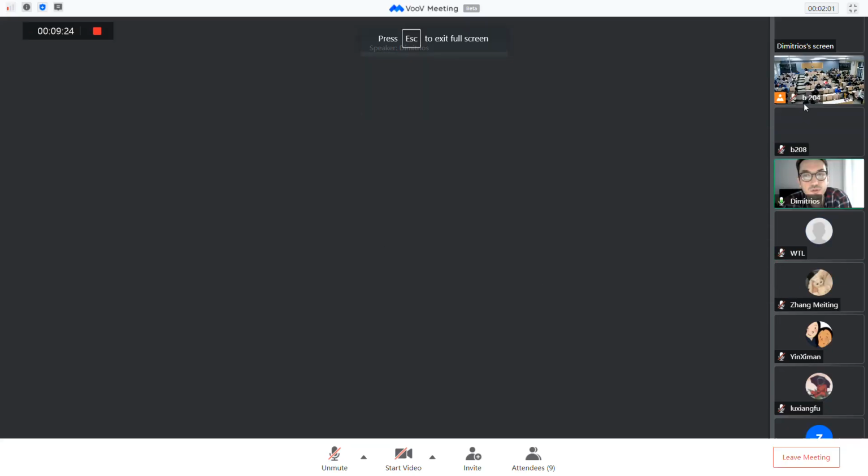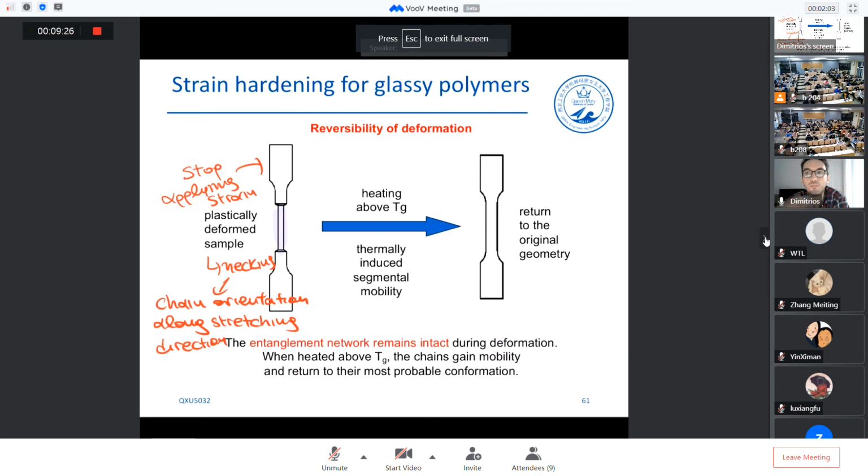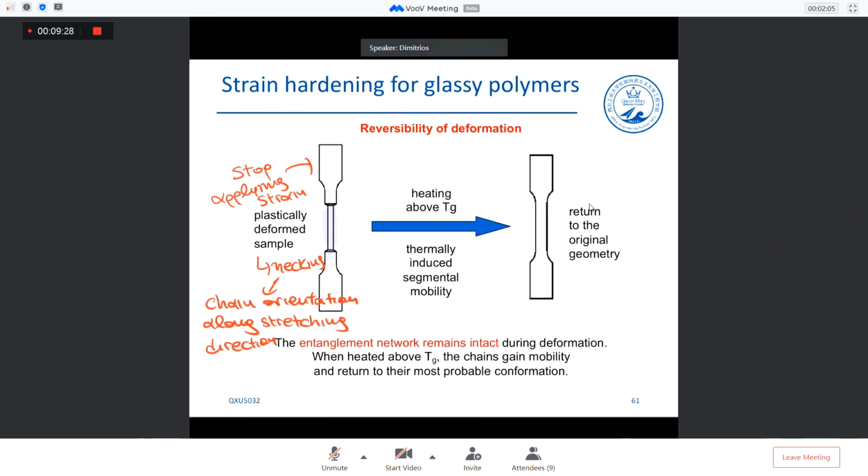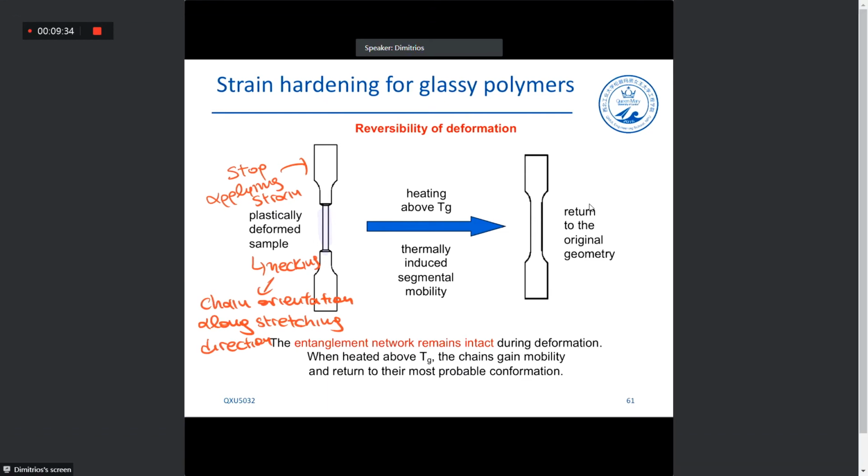What we do is give more thermal energy to the chains, and because we give more thermal energy to the chains, we activate segmental mobility even more. However, because we're not pulling, in this case, the chains are coiling back again to their original state, and that lets them return to the original geometry. Okay?